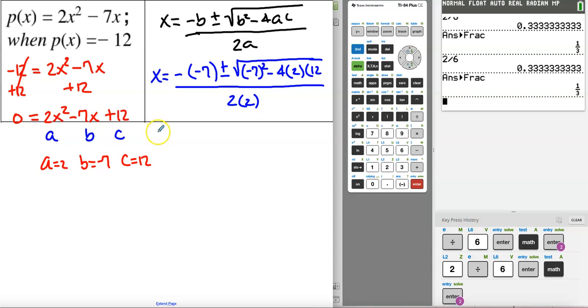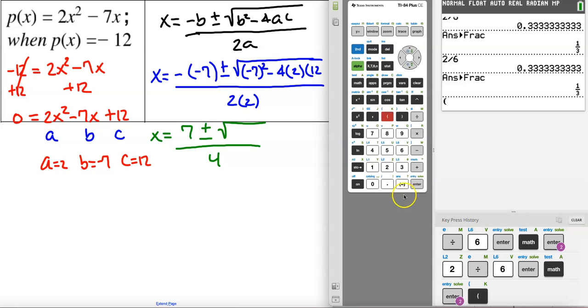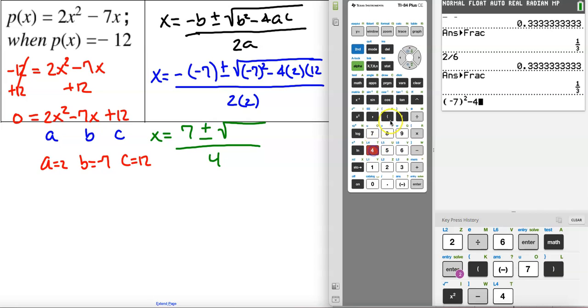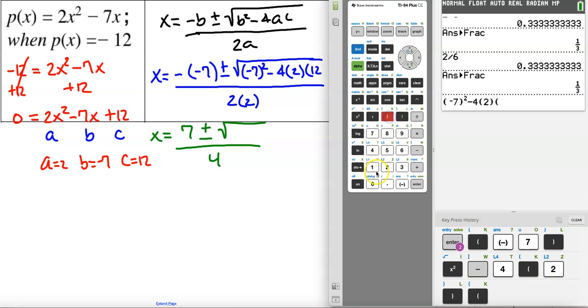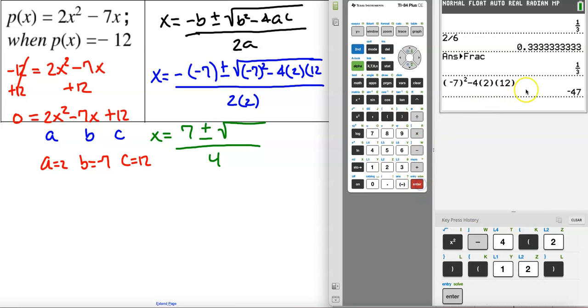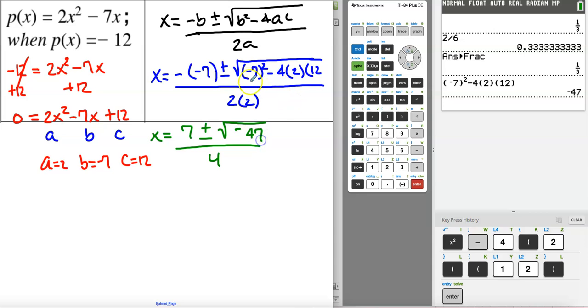So now I simplify this, so I get x is equal to, I got a negative and a negative, so that's going to make a positive. So a positive 7 plus or minus the square root of some number is going to go under there when I simplify it, and then 4 is going to go at the bottom. Alright, so now I'm taking this stuff inside and plugging it in my calculator. Negative 7 squared minus 4, 2, and then 12 under there. So I get negative 47. So I know that this is going to be an imaginary number because the 47 is negative.